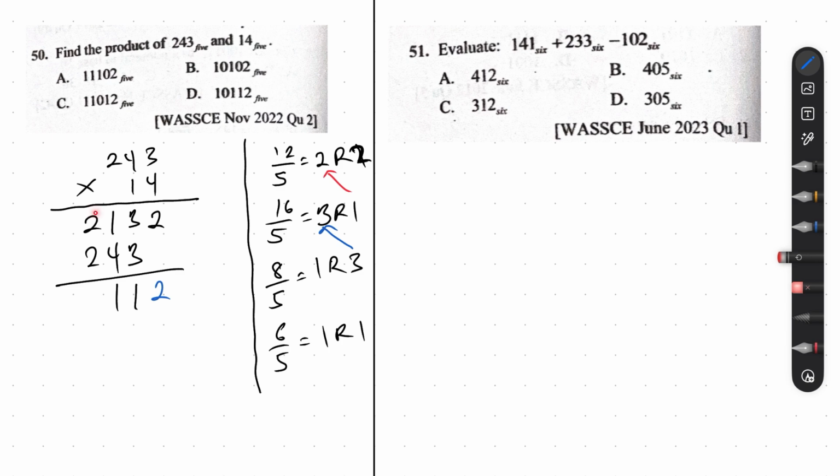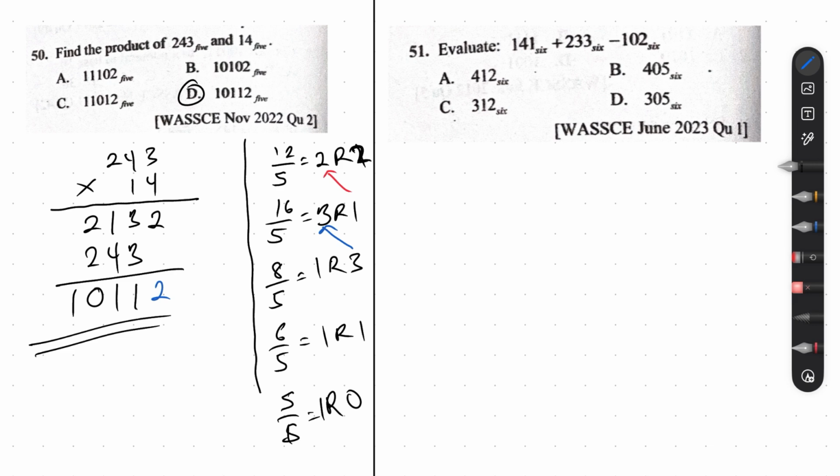Then we come here, we add that dividend to this side. 1 plus 2 plus 2 is 5. And we know that 5 in base 5 is 1 remainder 0. So we write our 0. Then here we don't have anything to add anymore, so we just bring our dividend at the end, which is 1. So that is our answer: 10112. Which is option D. So number 50 is 10112, which is D.